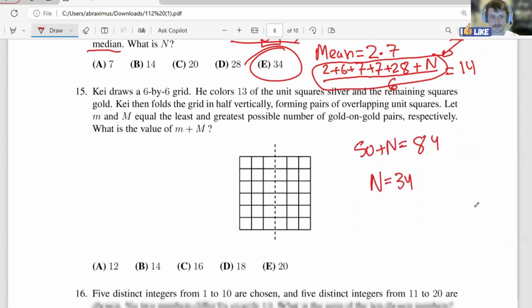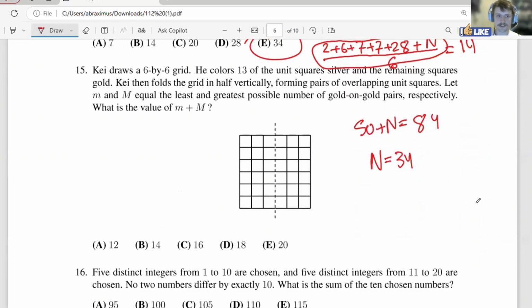So, problem 15. Kai draws a 6x6 grid. He colors 13 of the unit squares silver and the remaining unit squares gold. Kai then folds the grid in half vertically, forming pairs of overlapping unit squares. Let lowercase m and capital M equal the least and greatest possible number of gold on gold pairs, respectively. What is the value of m plus M?